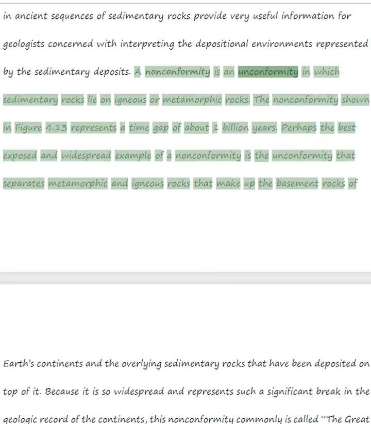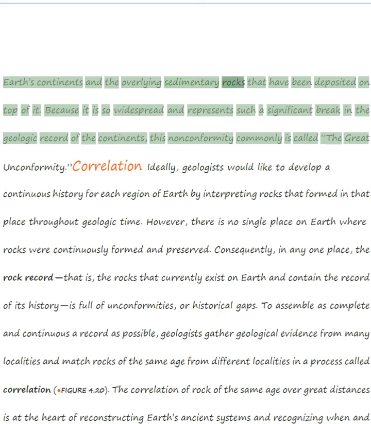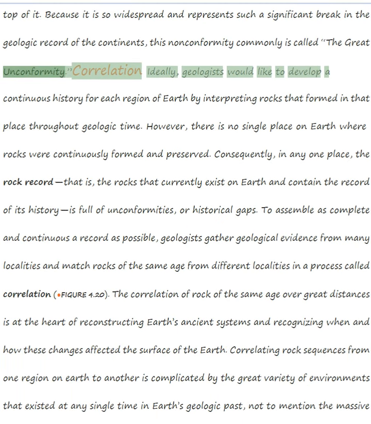A nonconformity is an unconformity in which sedimentary rocks lie on igneous or metamorphic rocks. The nonconformity shown in Figure 4.13 represents a time gap of about 1 billion years. Perhaps the best exposed and widespread example of a nonconformity is the unconformity that separates metamorphic and igneous rocks that make up the basement rocks of Earth's continents and the overlying sedimentary rocks that have been deposited on top of it. Because it is so widespread and represents such a significant break in the geologic record of the continents, this nonconformity commonly is called the Great Unconformity.